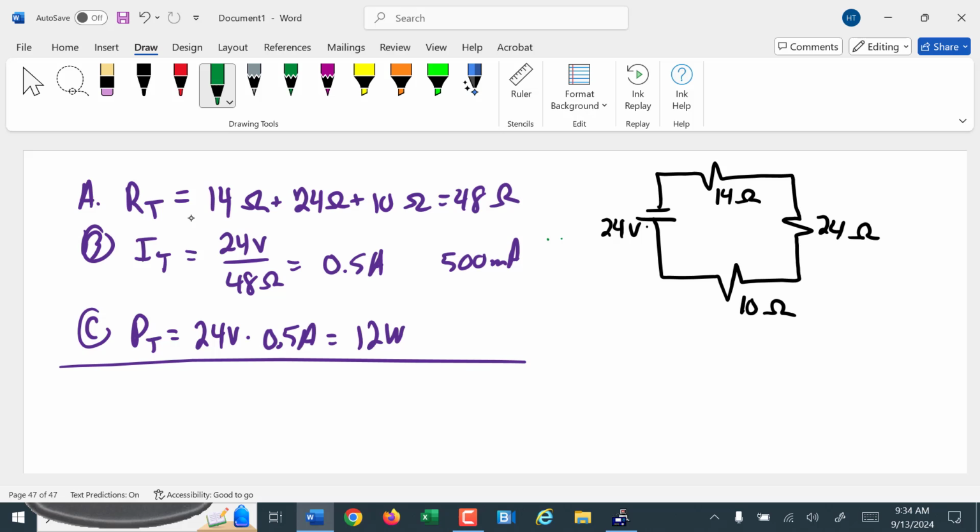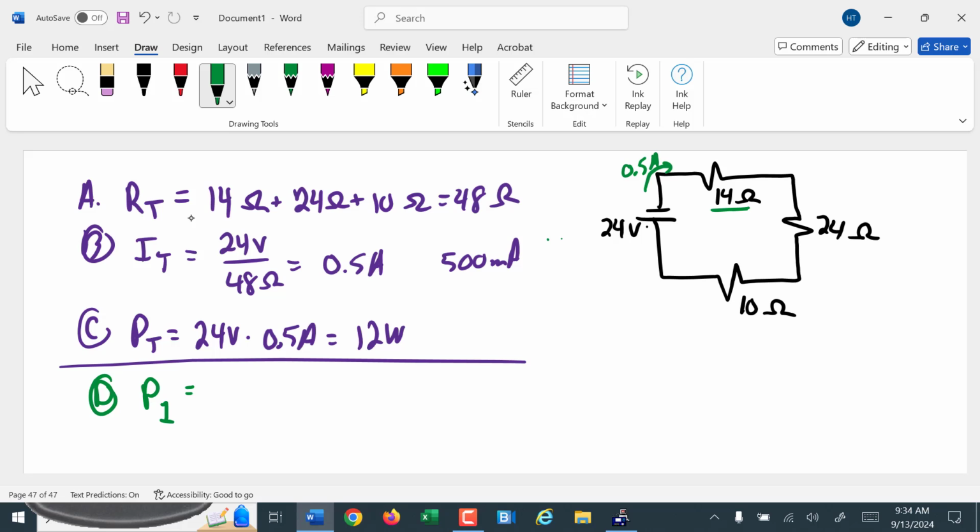So the next, part D, asks for the power dissipated across resistor 1. Well, we know that the total current is 0.5 amps. Resistor 1 is 14 ohms. From the resistance and the current, I should say, we can find the power.